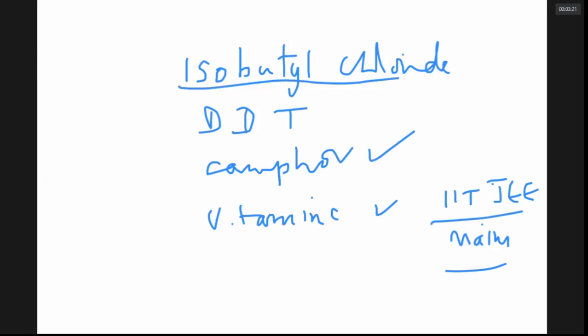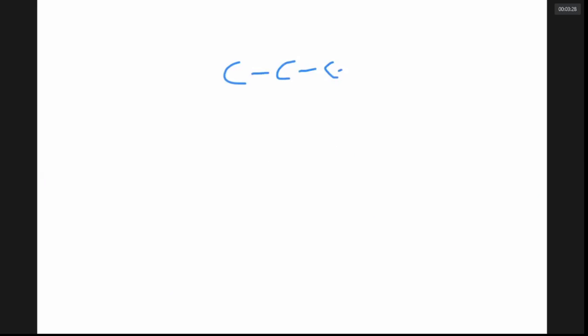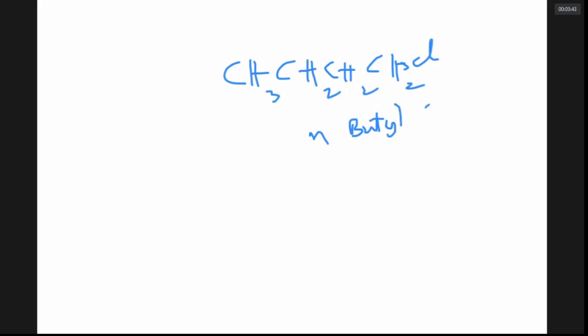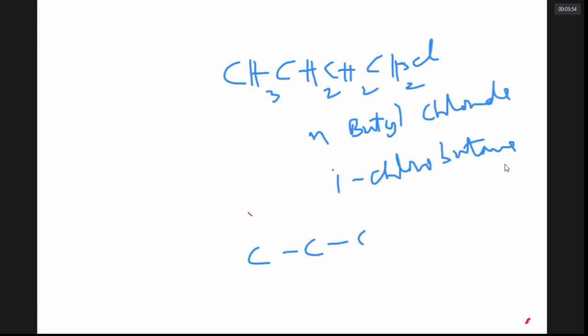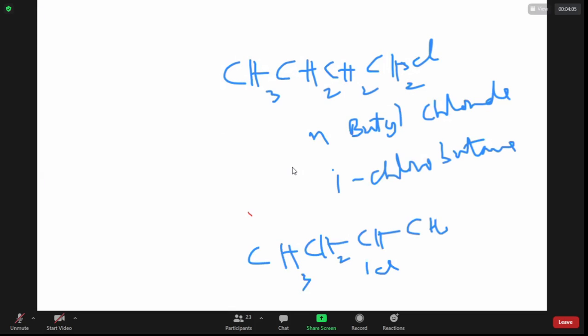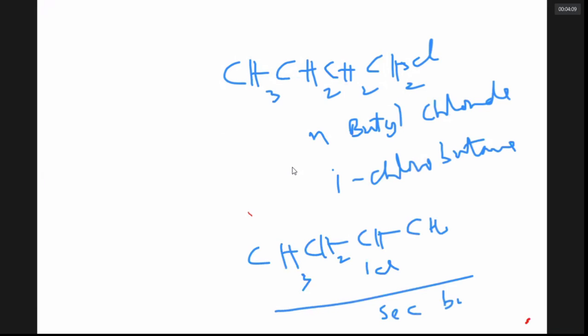Now, what is the IUPAC name of isobutyl chloride? Butyl: this compound which has 4 carbons is called butane. If I put Cl on the first carbon, it's called chlorobutane, CH2Cl. N-butyl chloride is the common name. IUPAC name is 1-chlorobutane. Next, you have another possible compound called 2-chlorobutane. Notice this 2-chlorobutane is commonly known as secondary butyl chloride. It is called secondary because Cl is linked to a secondary carbon.